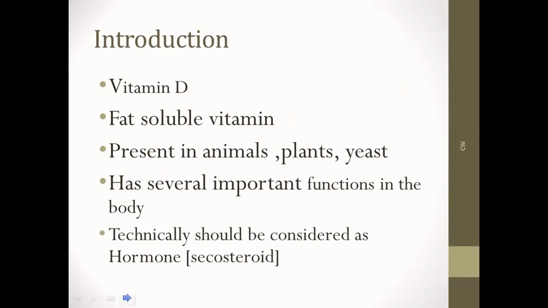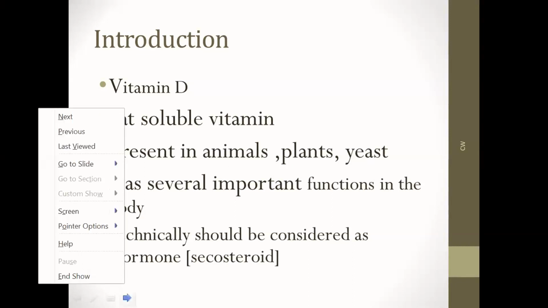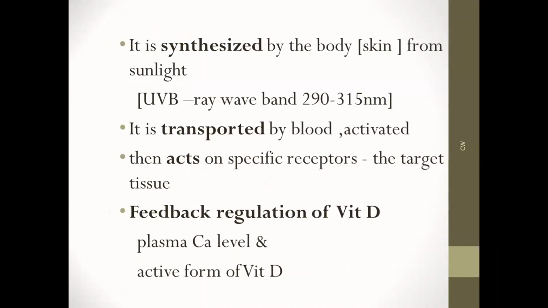Vitamin D is a fat-soluble vitamin. It is present in animals, plants, and yeast. It has several important functions in the body. Technically, it should be considered a hormone. It is synthesized by the skin from sunlight when there are UVB sun rays, with a wavelength of about 290 to 315 nanometers. It is transported by blood and activated, then acts on specific receptors in the target tissue. Feedback regulation of vitamin D occurs via plasma calcium level and the active form of vitamin D.